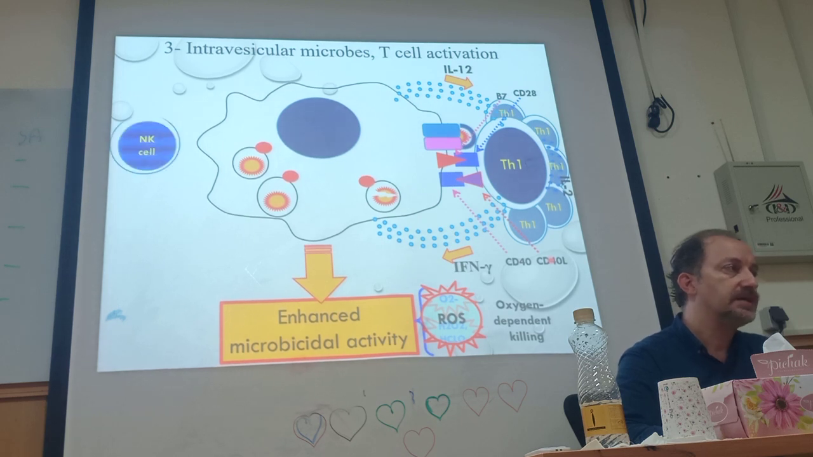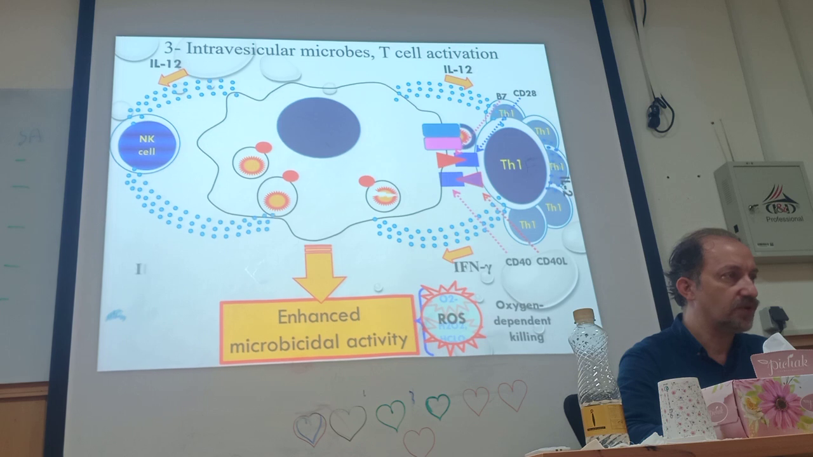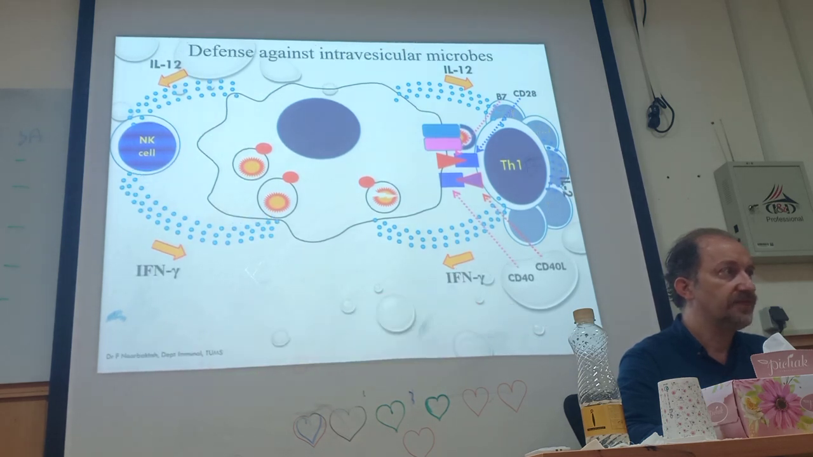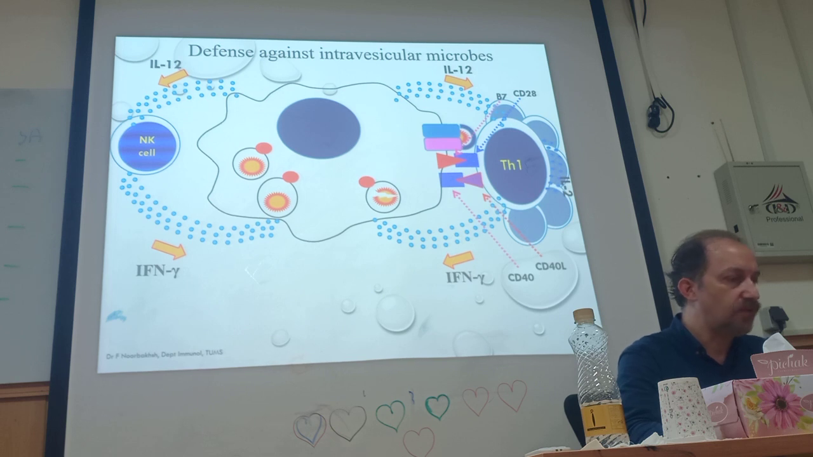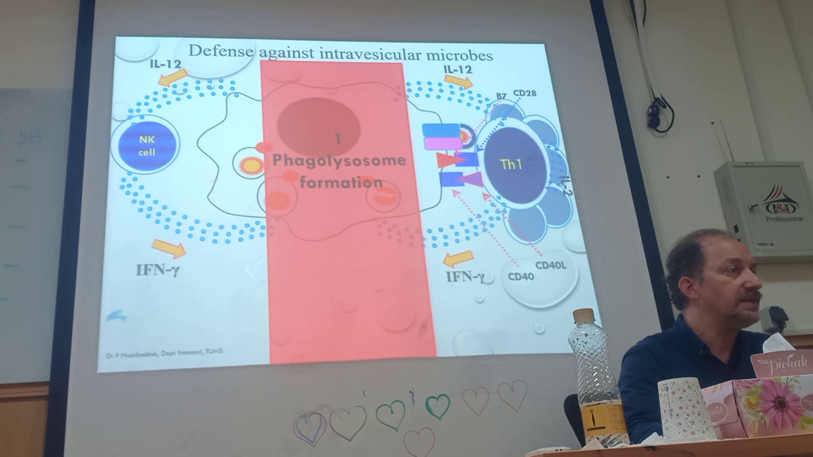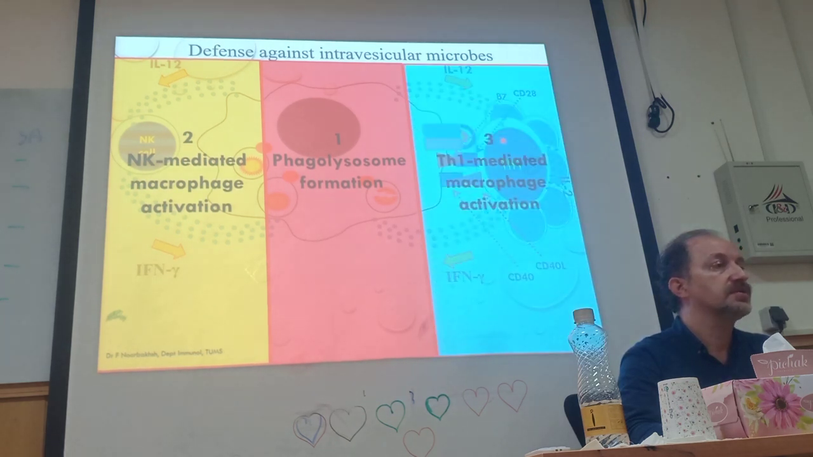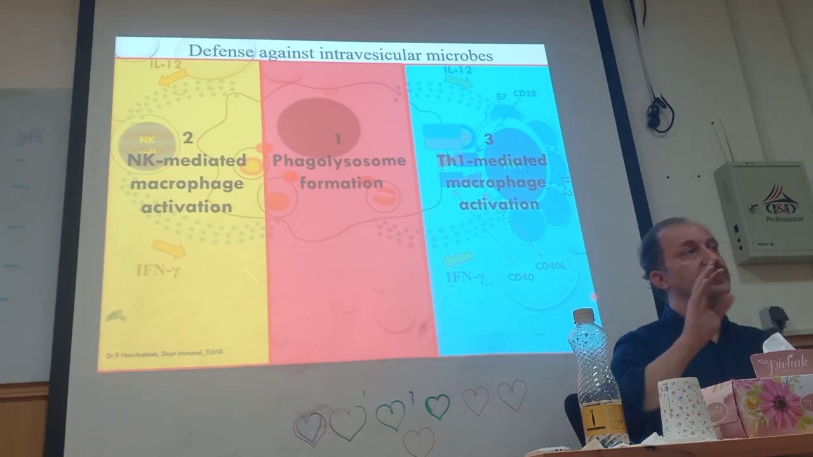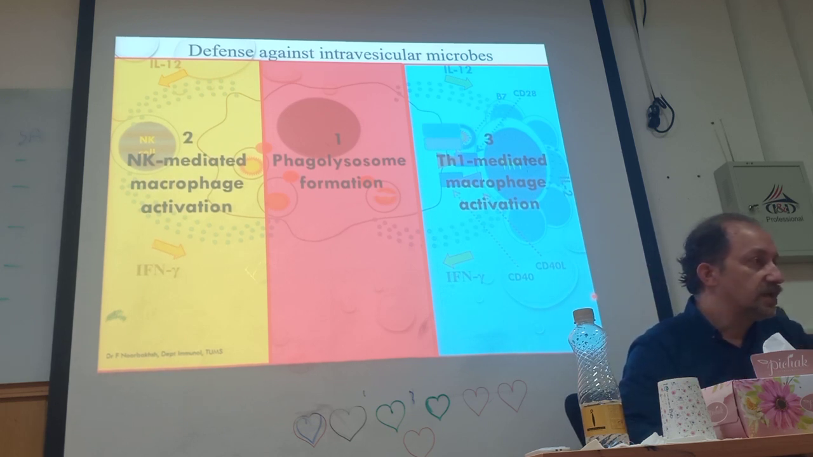Next, NK cell helps. NK cell comes, and we have production of IL-12, as I mentioned here. Again, we will have IL-12 here and activate the NK cell. Again, NK cell produces, like this one, interferon gamma. And it defends against intravesicular microbes. So this is the phagolysosome formation, that part. This is the first part. Then we have NK-mediated macrophage activation here, and this is T helper 1-mediated macrophage activation. Is it clear? So all of these phases are needed for fighting against the intravesicular microbes.